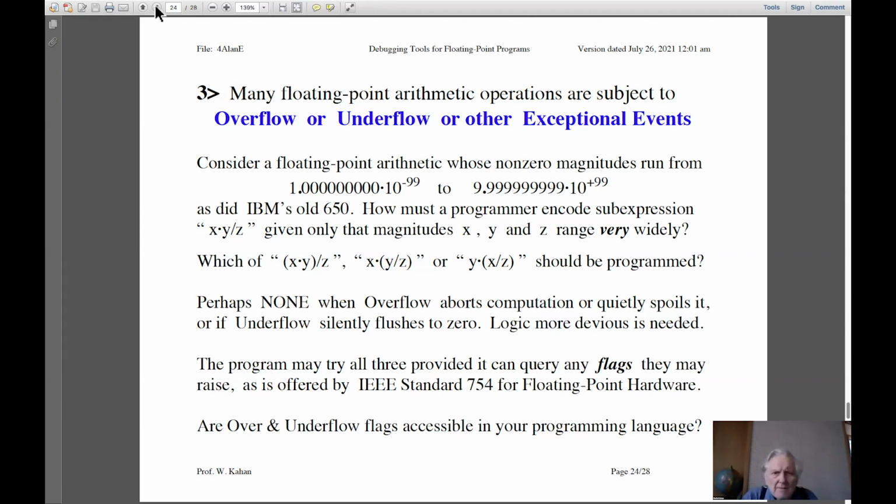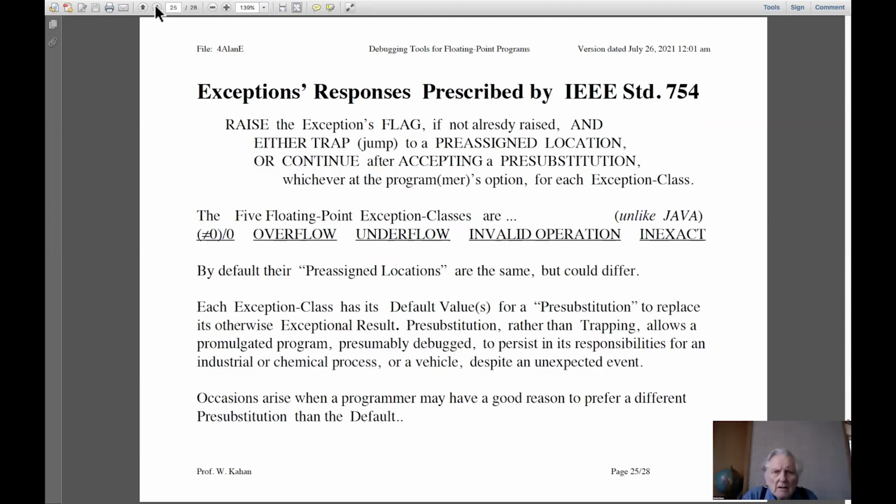There are several exceptions that are prescribed by the IEEE Standard now. And they allow you to either trap and stop, which you might wish to do because you may say, well, if it overflows, then I'd like to rethink. So let's stop the computation.